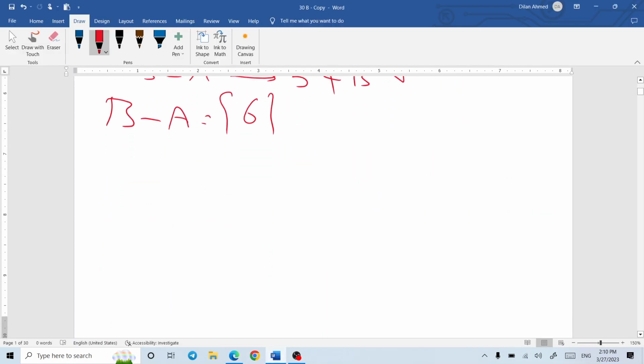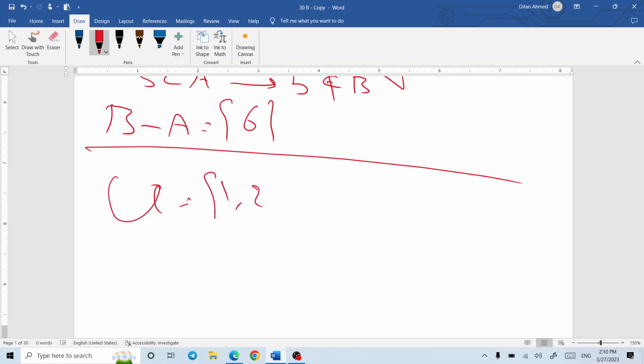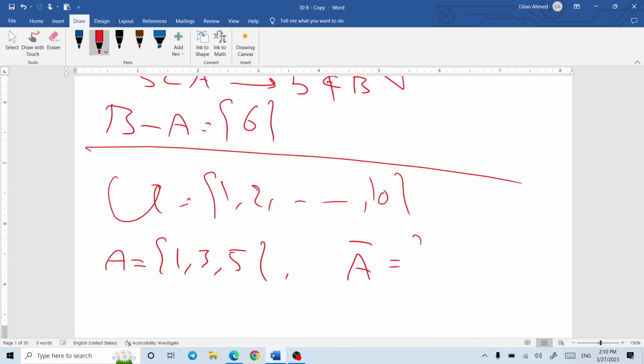For example, if I say I have a universal set equal to 1, 2, till 10. So I have 10 elements, right? And I'm going to say A equal to 1, 3, 5. Now, when I say A complement, I mean all the elements that are in the universal set but do not belong to A. Is equal to what? Can you reply? Anything but 1, 3, 5. Yeah, so 2, 4, 6, 7, 8, 9, 10. So this is the complement.